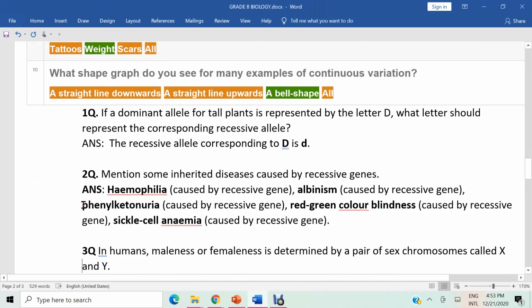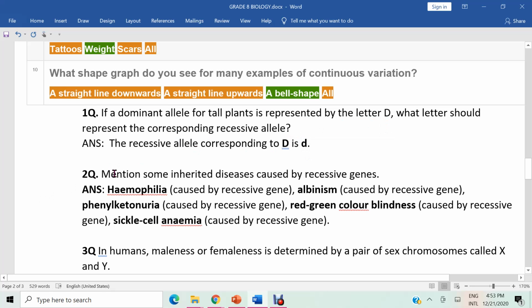Question number 1. If a dominant allele for tall plants is represented by the letter D, what letter should represent the corresponding recessive allele? Yes, we know that the dominant alleles are represented by capital letters and recessive alleles are represented by small letters. So if a dominant allele is represented by capital D, then the corresponding recessive allele should be represented by small d. So the answer is small d.